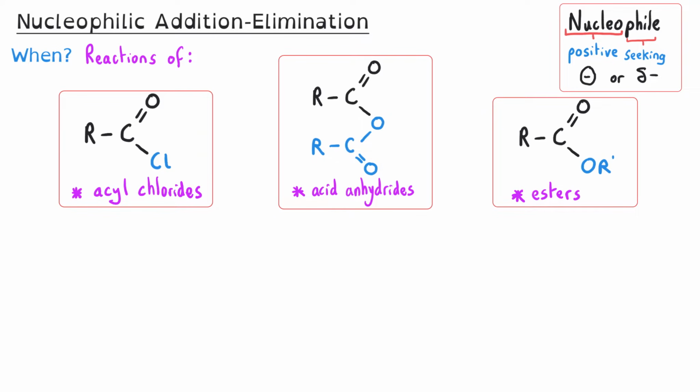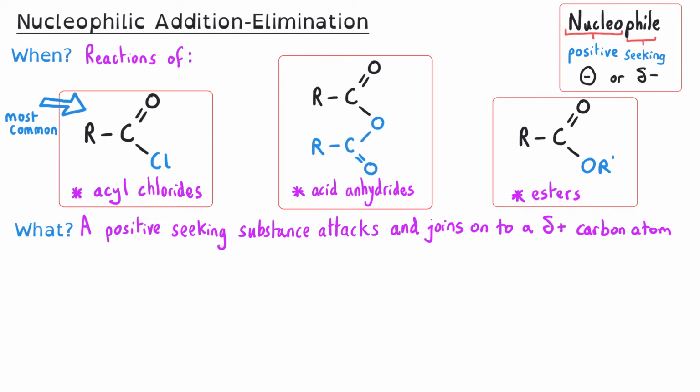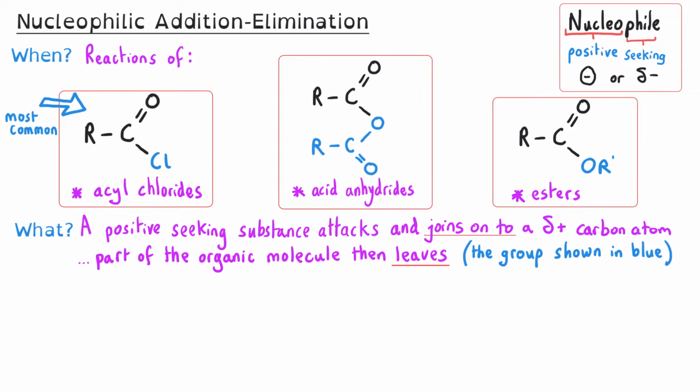You can recognise that a nucleophilic addition-elimination mechanism will occur when you see that it's a reaction of the carbonyl group in one of these three chemicals. What actually happens in a nucleophilic addition-elimination mechanism is a positive-seeking substance, the nucleophile, attacks and joins onto the carbonyl carbon atom, which will be electron deficient. And so this is the addition stage of the mechanism. And then the elimination stage of the mechanism is where part of the original organic molecule then leaves.